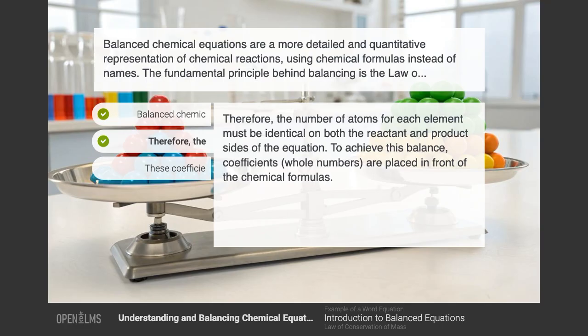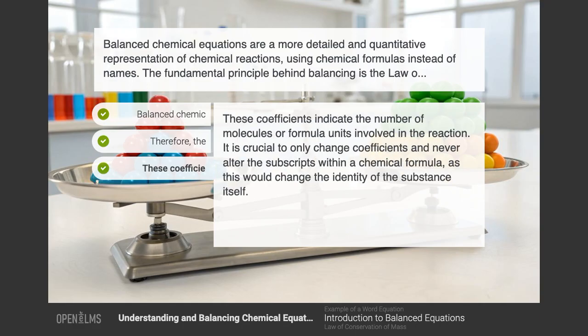Therefore, the number of atoms for each element must be identical on both the reactant and product sides of the equation. To achieve this balance, coefficients, whole numbers, are placed in front of the chemical formulas. These coefficients indicate the number of molecules or formula units involved in the reaction. It is crucial to only change coefficients and never alter the subscripts within a chemical formula, as this would change the identity of the substance itself.